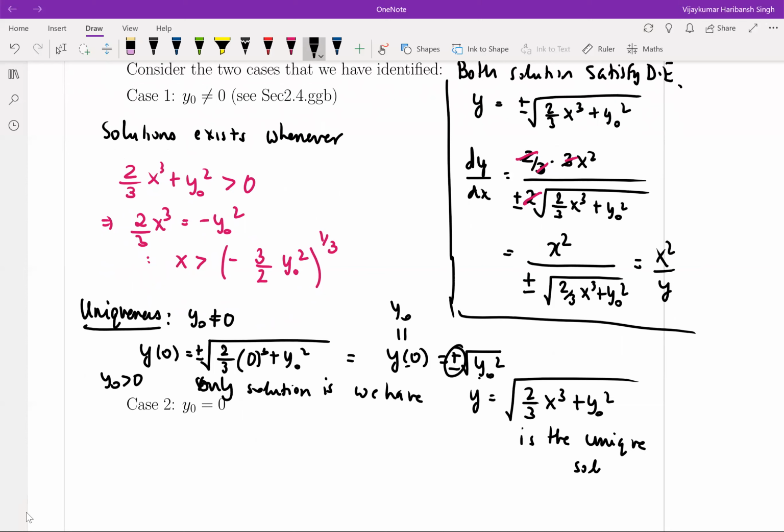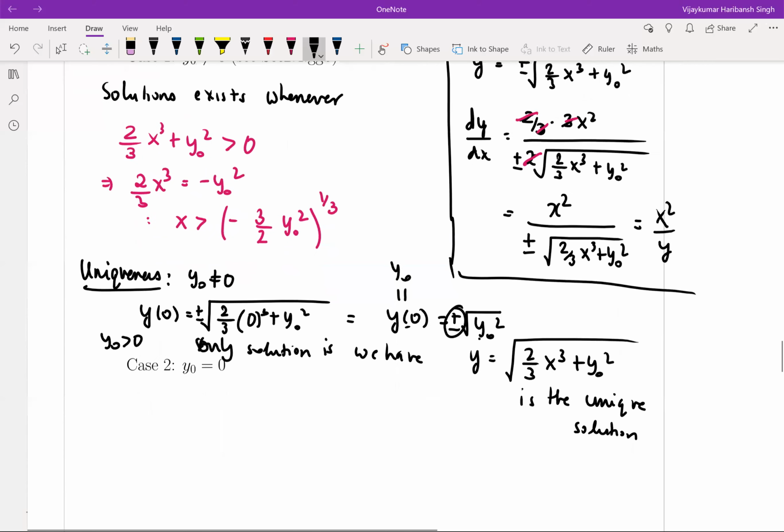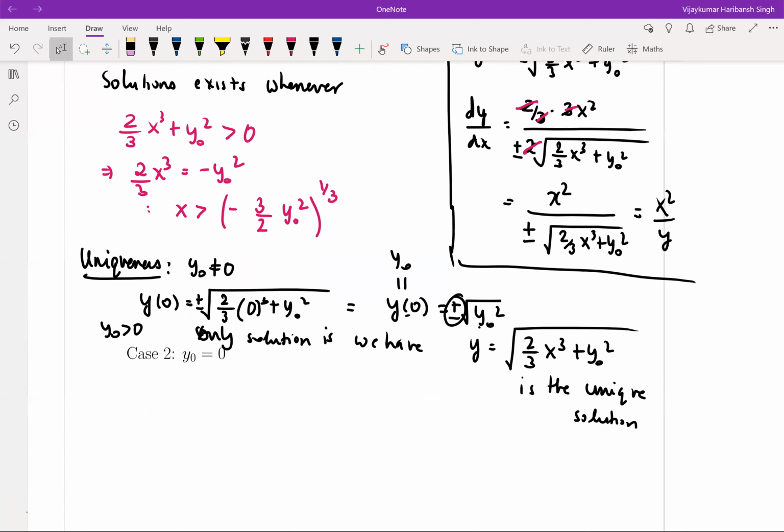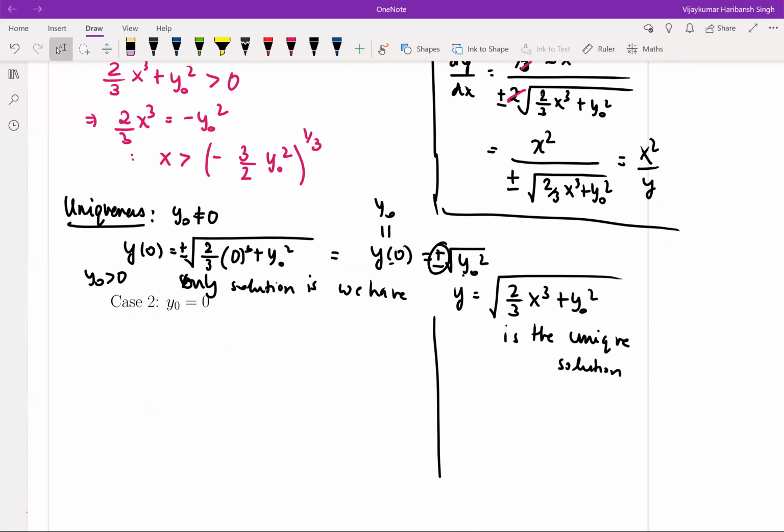So you see how the initial value came to the rescue about the uniqueness of the solution. Okay. So now the theorem only guarantees a solution in an interval.